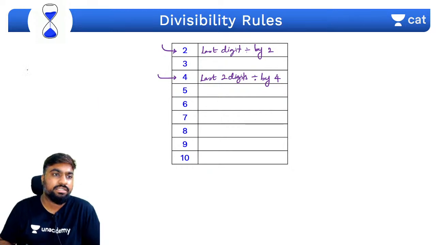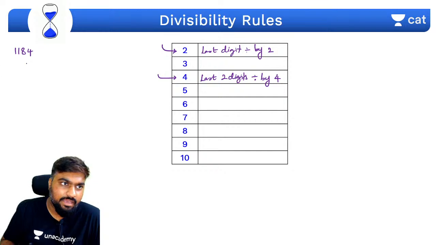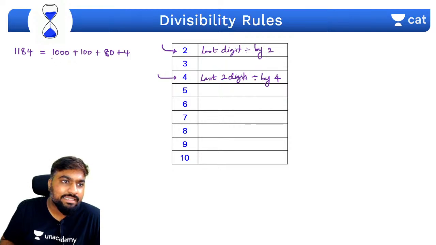I'll give you an explanation for that. Let's say you have a number like 1184. I can write this number as 1000 plus 100 plus 80 plus 4. Correct? Is 1000 divisible by 4? Yes, it is, 250 times.